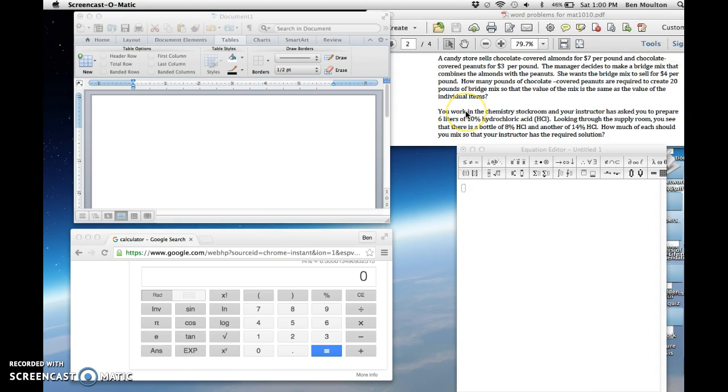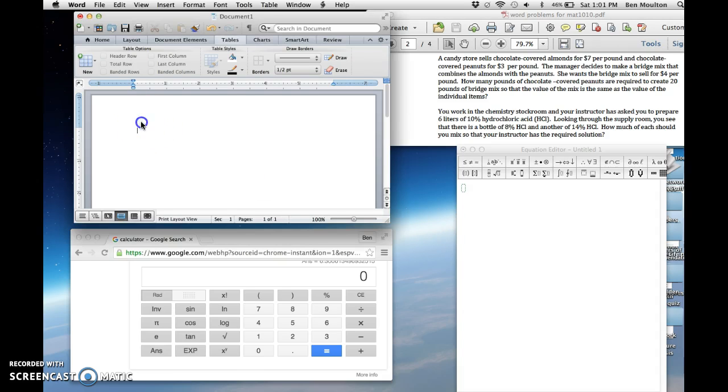Then on this next problem down here, you work in a chemistry stockroom and the instructor asks you to prepare 6 liters of a 10% hydrochloric acid solution. So you know the end quantity. Then they give you two individual starting dilutions to work with, an 8% and a 14% concentration. I'm going to show you a way to do these kinds of problems. The book will show you how to do this using charts and whatnot, which are okay if you're a chart person. Not everyone's a chart person, so I'm going to show you a different kind of approach.